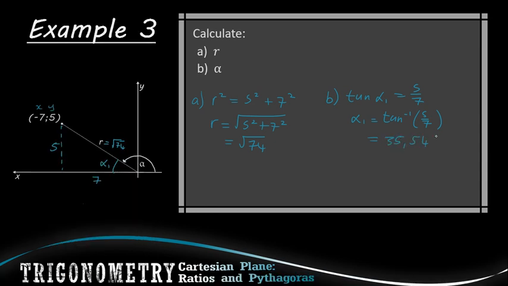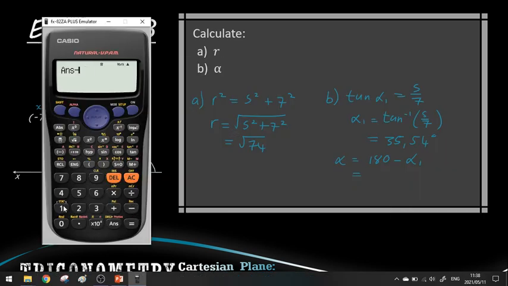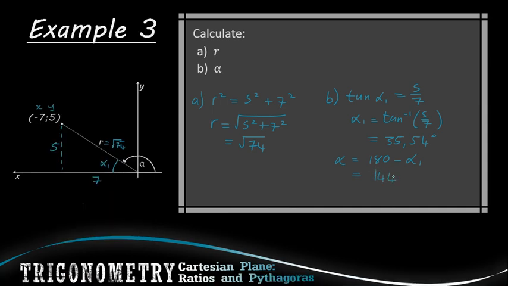35,54. Right, now we can just find alpha by saying 180 minus alpha 1. I'm just going to say minus, as the difference is still the same, we just use a positive value. That gives 144,46 degrees. Okay, so this is then alpha's value.